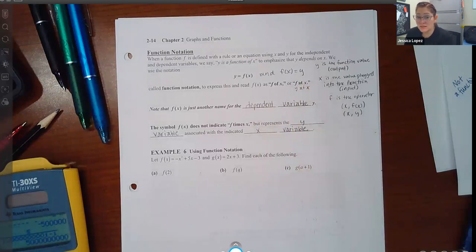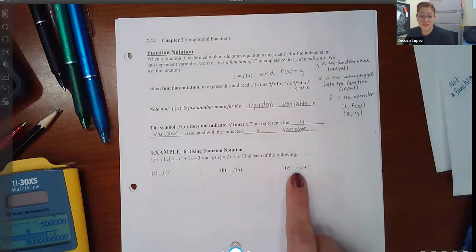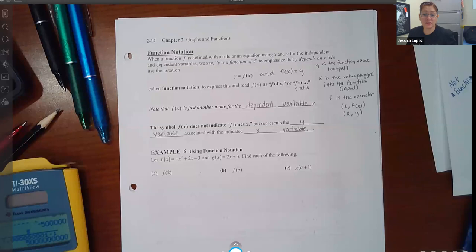Now it says, note that f of x is just another name for the dependent variable y, okay? And sometimes they can change that letter. f is not always the default. If you have two functions involved, they might want to call one of the functions f and the other function g. So you might see letters like f and then g, but that's just so that they can talk about multiple functions. They don't always have to use the f. It can be any letter.